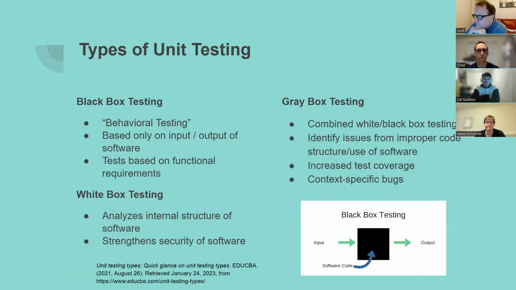There are three main types. I'm Cal, and I'll be talking about the types of unit testing and then tools of unit testing. So there are three main types of unit testing: black box testing, white box testing, and gray box testing.